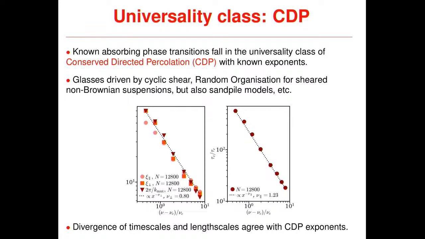So we try to analyze our chaotic flows in such a way that we measure correlation lengths and we measure correlation times, and we try to see, as we approach this critical transition, whether the exponents of the CDP universality class could describe our data, and they do describe the data quite well. So we have the feeling that this transition towards the chaotic motion in this system is very much related to the CDP universality class.